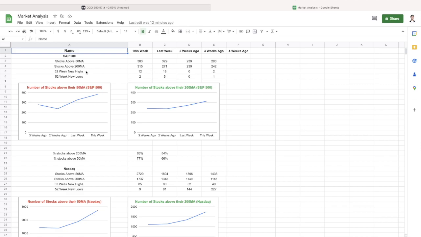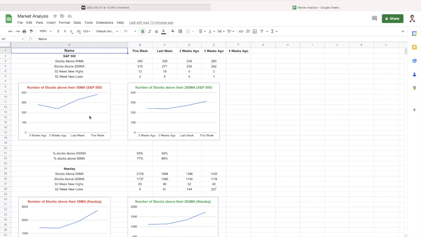And for 52-week new highs, at the start of this week, we have 12 compared to 18 last week. So that's a decline. And for 52-week new lows, at the start of this week, we have 2 compared to 5 last week. So that's a positive increase. So if we take a look at the number of stocks above their 50-day moving average and their 200-day moving average for the S&P 500, we see that for both numbers, there's a positive increase in the number of stocks participating in the recent rally that the S&P 500 is making. And this is positive news because this shows that there's an increasing participation of stocks in the rally.